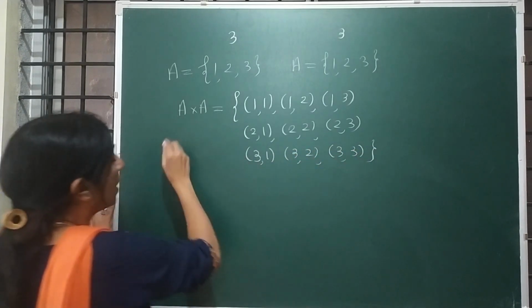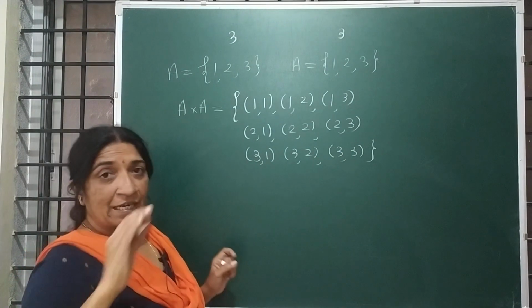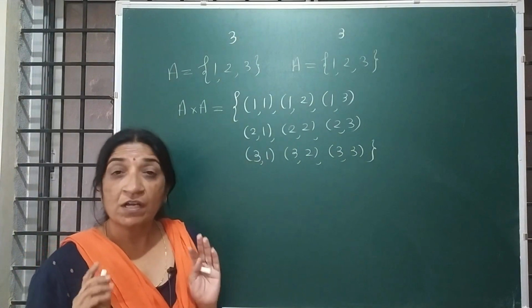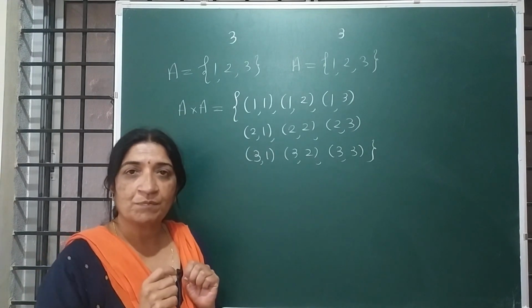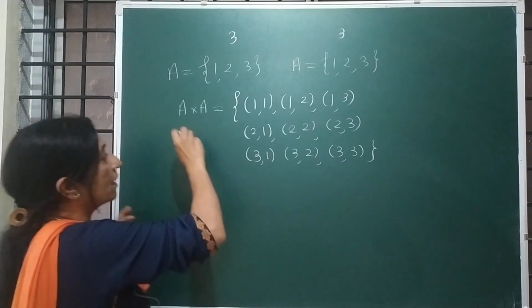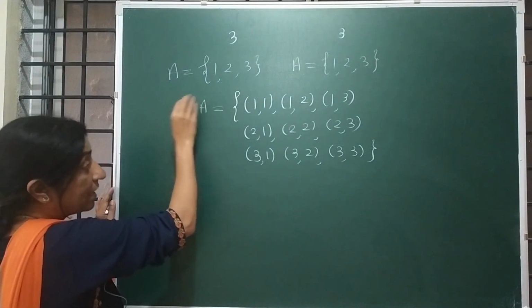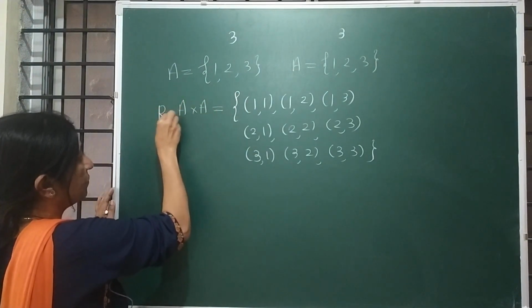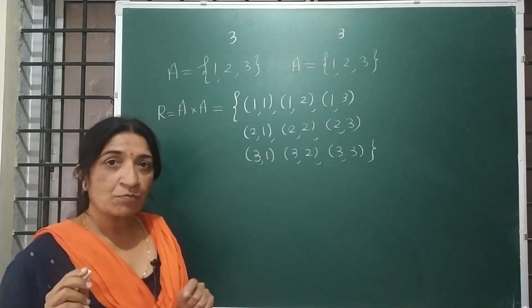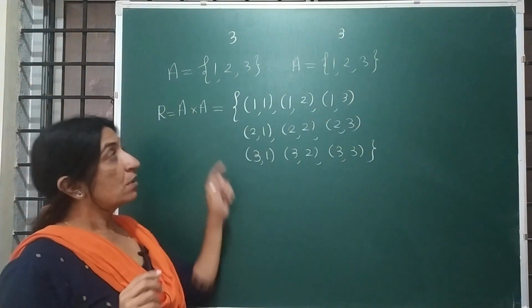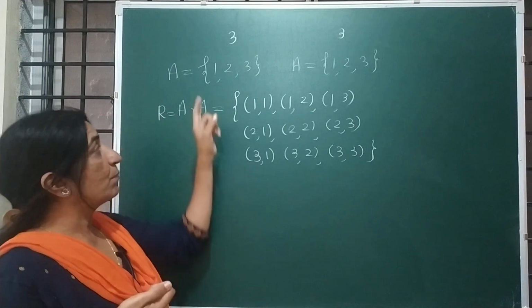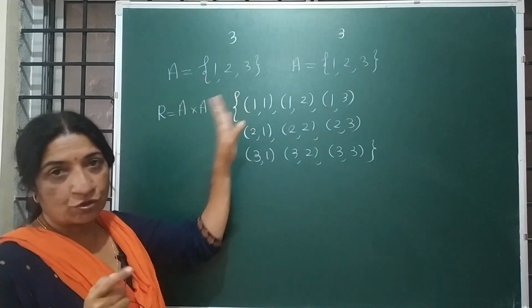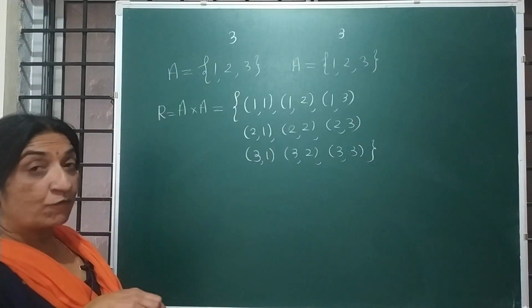Correct. And relation, you know that relation means it is a subset of the Cartesian product. And also you know that every set is a subset of itself. So I am taking the complete Cartesian product as a relation. Complete Cartesian product as a relation, written with the help of which set? With the help of set A, 1 2 3. First one is reflexive.